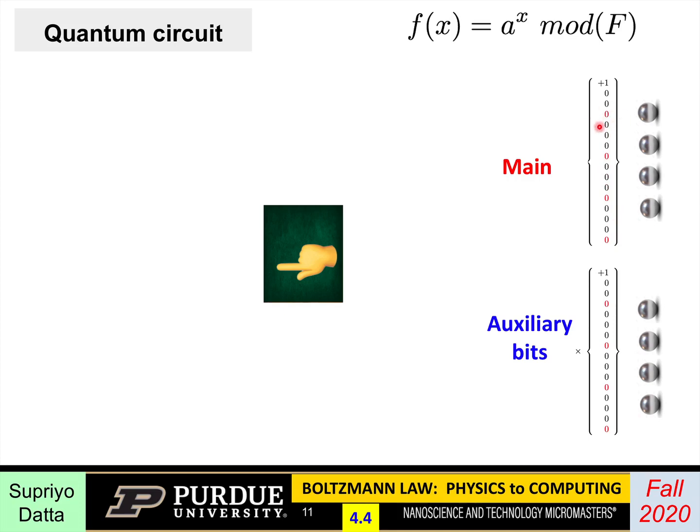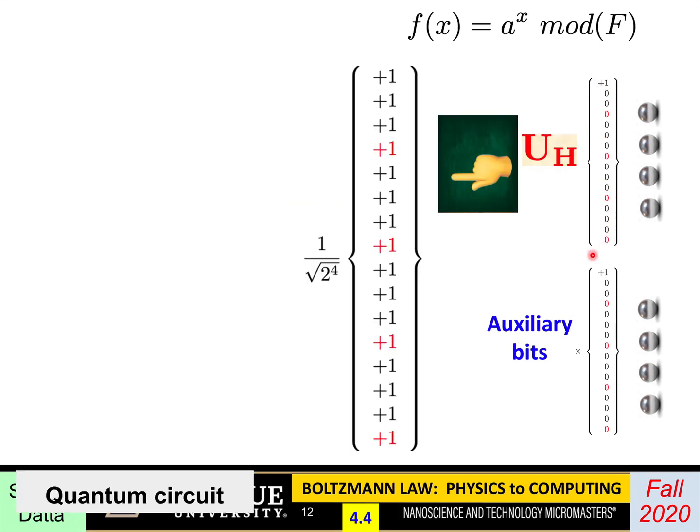I've put a red marker after every 4 of them. So the 4th one is red, 8th one is red, the 12th one is red, and the 16th one is red, right? We will think of it as 0, 1, 2, 3, up to 15. The first step is to do the Hadamard transformation, and we have discussed it often enough that you know immediately what to expect. You just have 1 spread everywhere, and there's the 1 over square root of 2 to the power 4 in front.